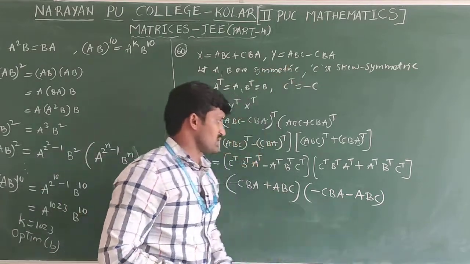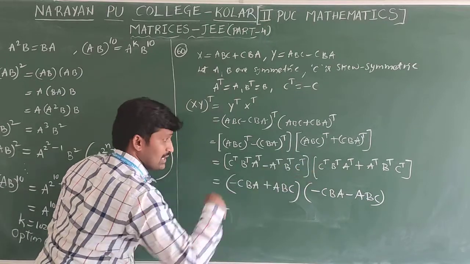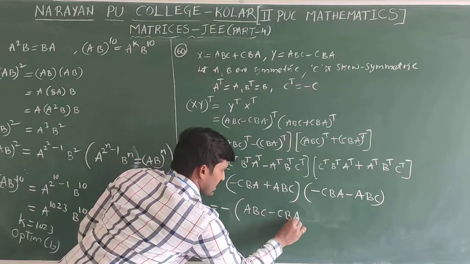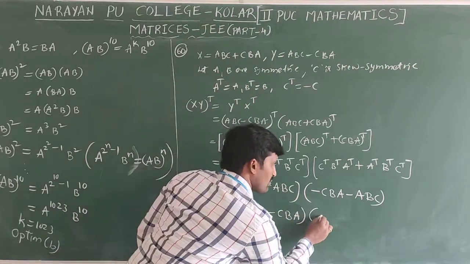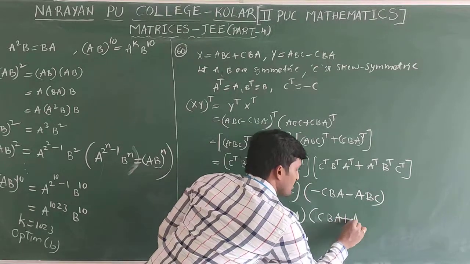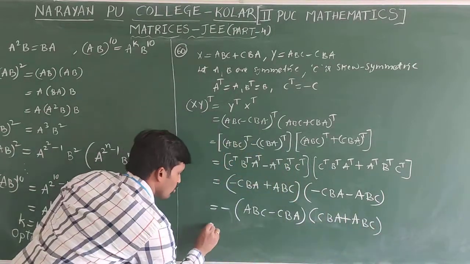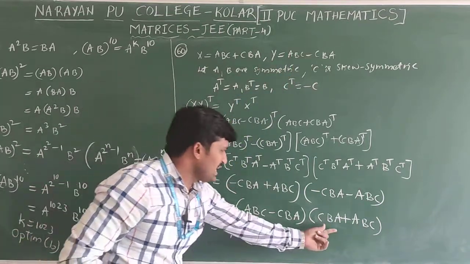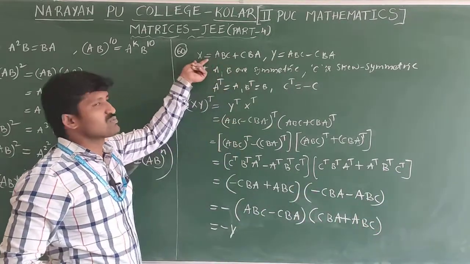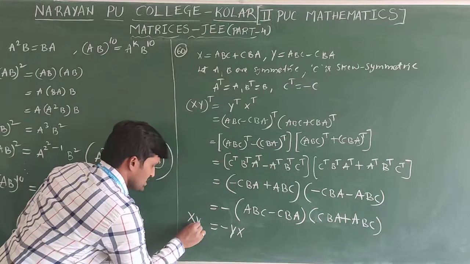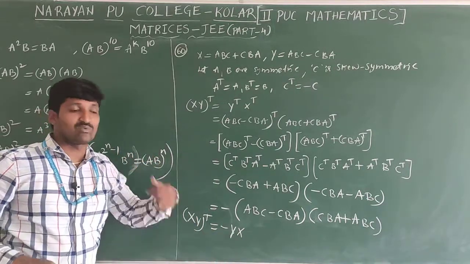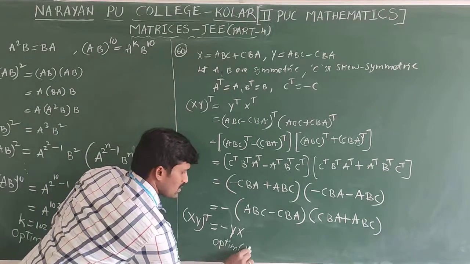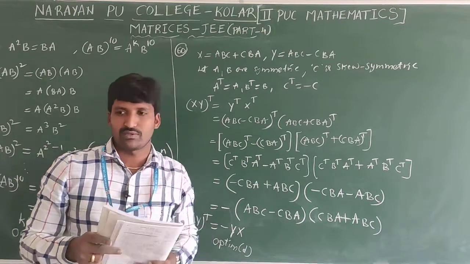Here I will take minus common from the second term. If you take minus common, here the first value is ABC minus CBA. Here minus common means what remains? CBA plus ABC. Now minus (ABC minus CBA) means what? Y. CBA plus ABC or ABC plus CBA, that is what? X. That's why (XY) whole transpose we got minus YX, which option? Option D. Option D is the correct option.